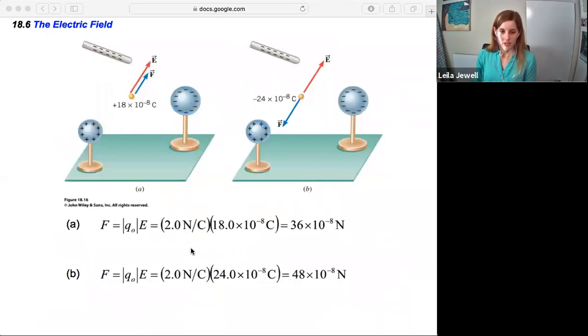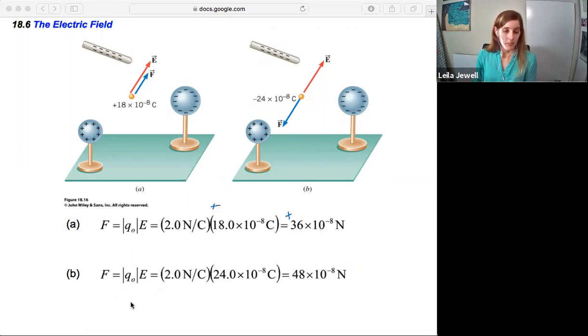All right. So here they do it with absolute value. I don't prefer that, but it is a way to get the magnitude. So you have the force equals the amount of charge times the electric field. So in part A, it's that electric field of 2 newtons per coulomb times the amount of charge, 18 times 10 to the negative 8 coulombs. So that comes out to 36 times 10 to the negative 8 newtons. If you include the charge, there would just be a positive there, and this would come out positive.